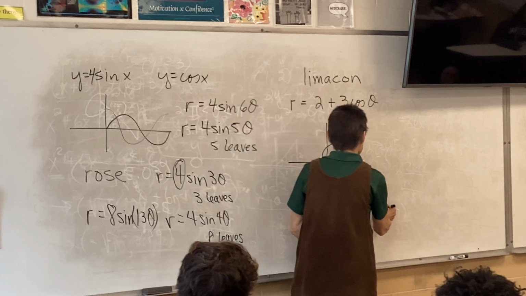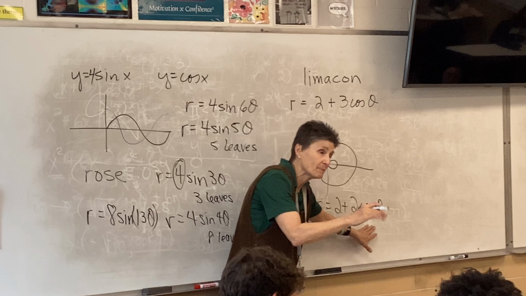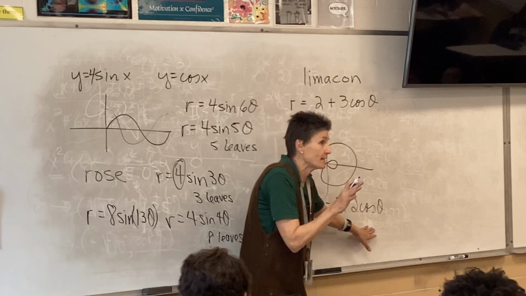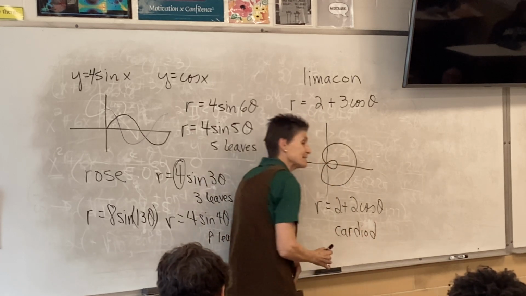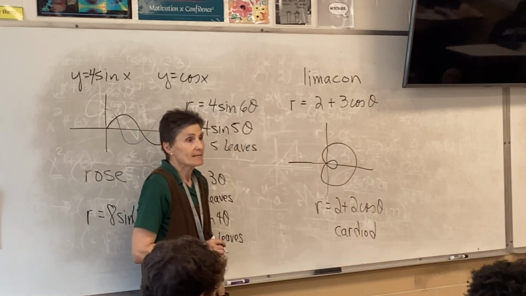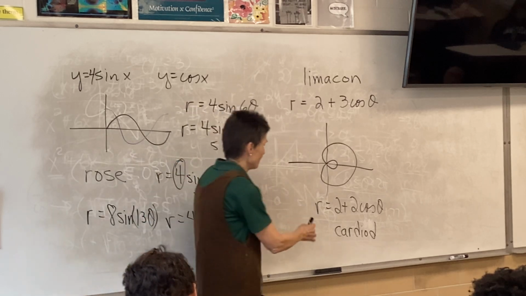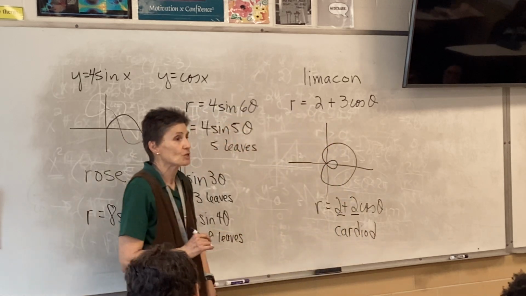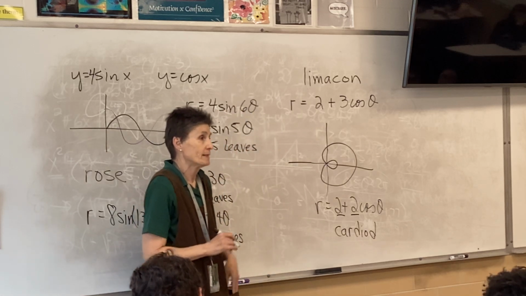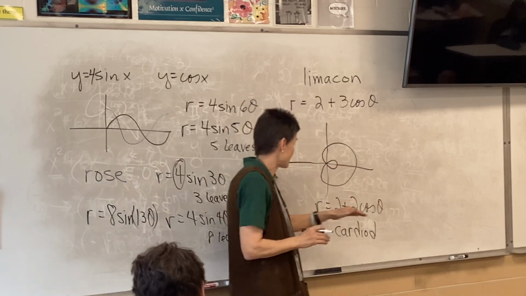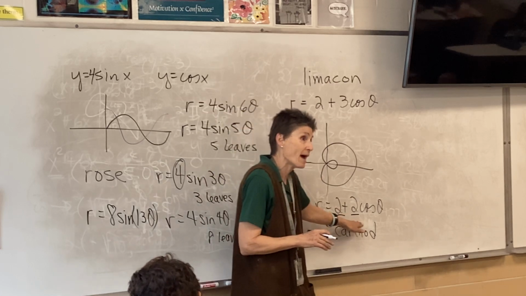2 plus 2 cosine theta, and remember, it'll work with a sine also. What's the only difference that's gonna happen if I change this to a sine? It's gonna rotate. This right here is called a cardioid. That is its actual name. It's a heart shape. Now, what makes a limacon a cardioid? These two numbers have to match. If those two numbers match, then you're going to have a cardioid. Now, a cardioid is a special limacon. So this is still a limacon, but it's a special limacon because the numbers match.